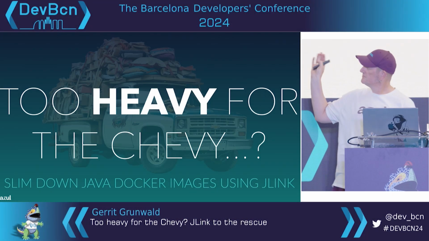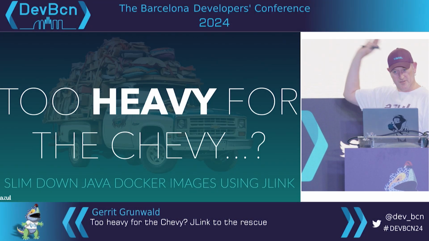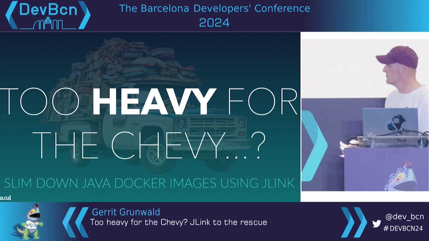Welcome to this quickie about Too Heavy for the Chevy: slim down Java Docker images using jlink.